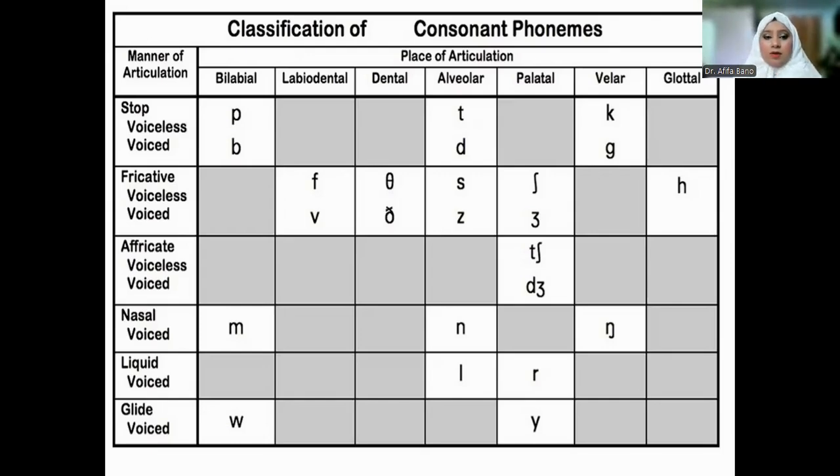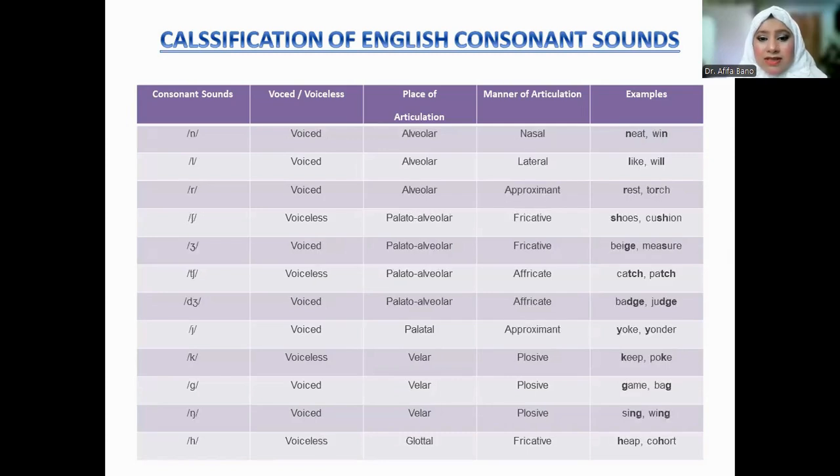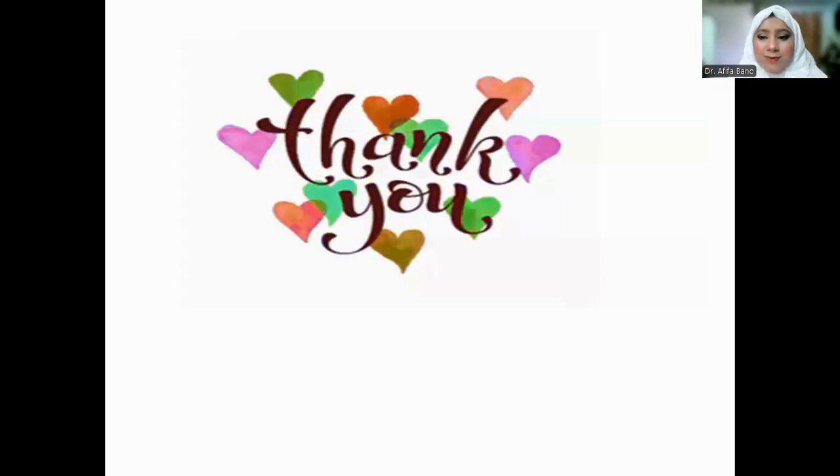You can go through this slide. In this, you can see I have written the classification of almost all the consonant sounds. Da is voiced, dental, fricative. Ta is voiceless, alveolar, fricative. Sa is voiceless, alveolar, fricative. So you can check all these things and use them to make your assignments.